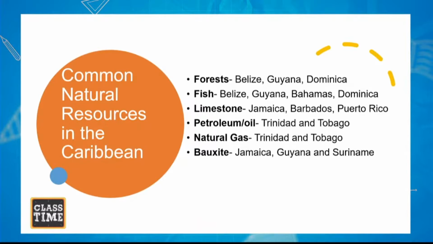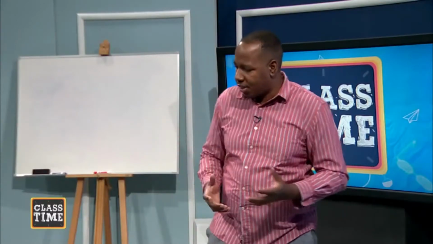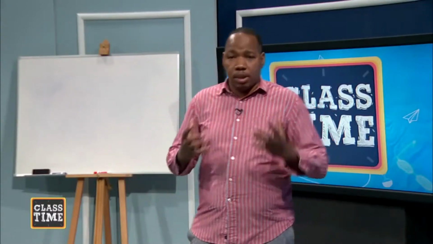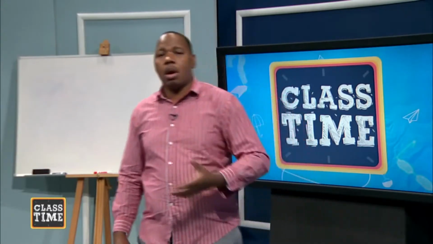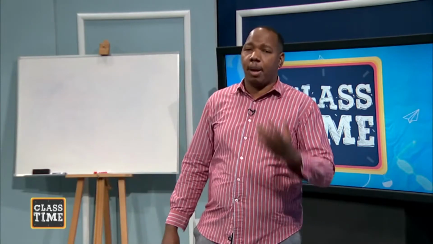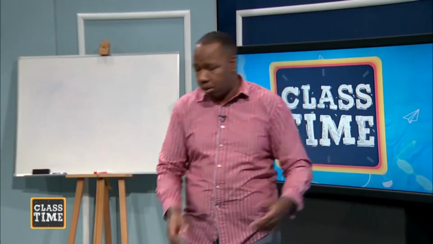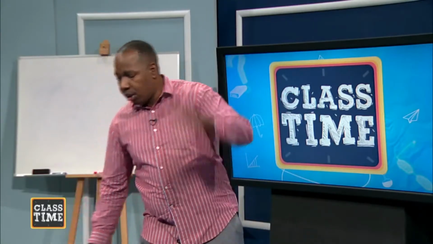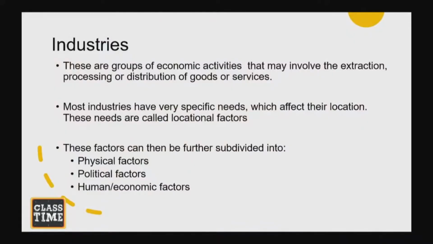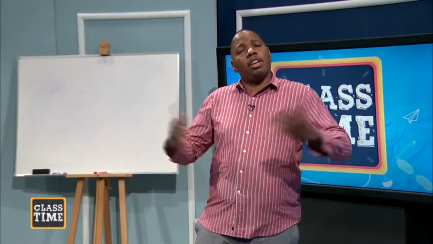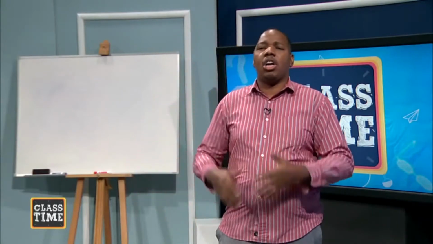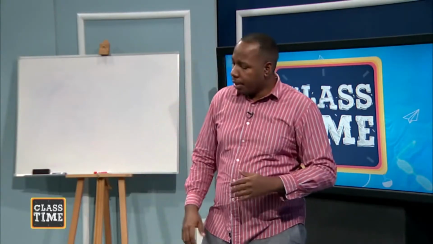We also extract across the Caribbean resources like limestone, and we take that from places like Jamaica and Barbados, and petroleum in Trinidad. Trinidad is famous for its petroleum deposits. Natural gas also, we have very significant natural gas deposits in Trinidad, and of course Jamaica is known for its bauxite deposits, but also Guyana and Suriname. Now you'll notice in the combination of resources that were presented, some of them were renewable and some were non-renewable. Like Trinidad, for example, they depend a lot on a non-renewable resource, which is petroleum, right?